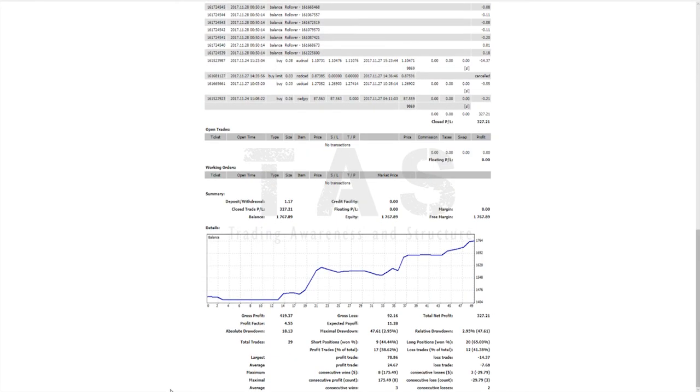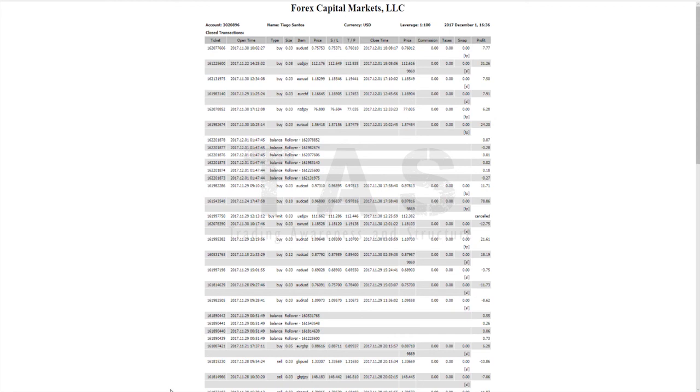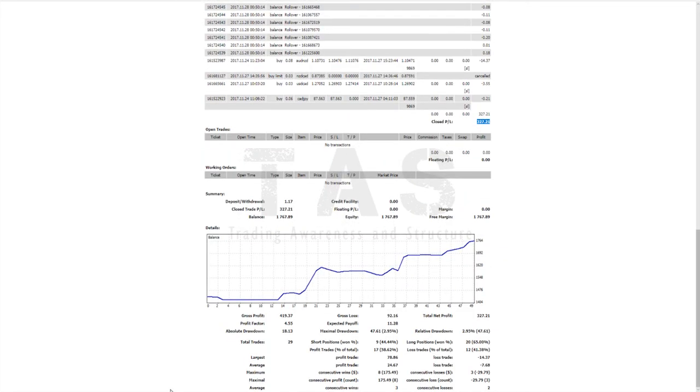I didn't calculate the percentage we did this week, but we had about, I don't know, $1,400 and we made about 300. So I'll do the calculation. So we did 327 dollars this week. It's not bad.